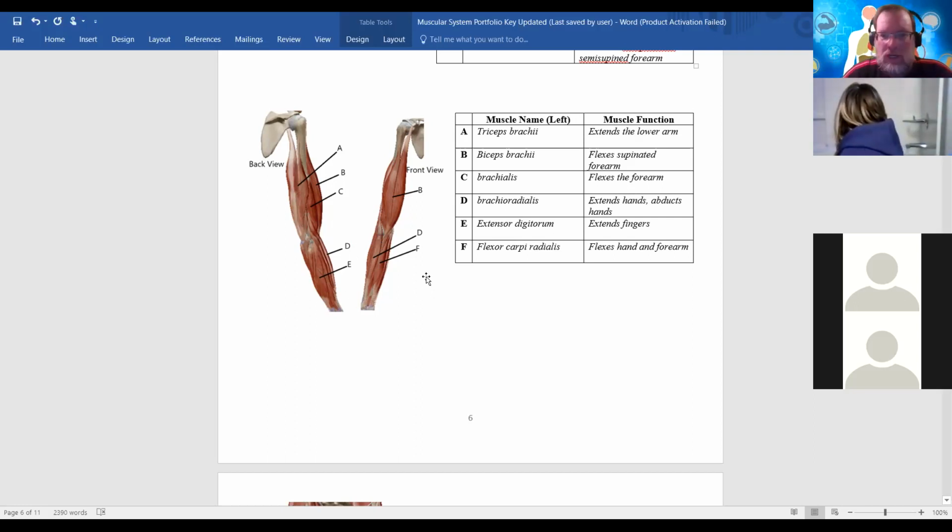And then letter E is the extensor group. Again, we're looking at the posterior aspect. And then letter F is going to be those flexor groups again.